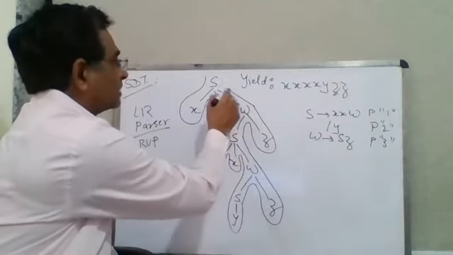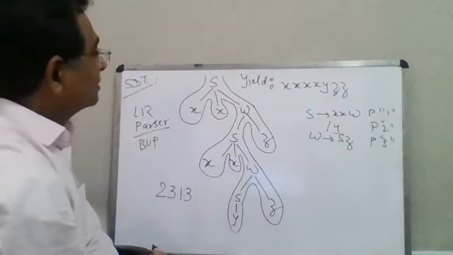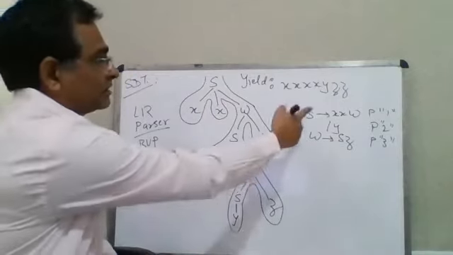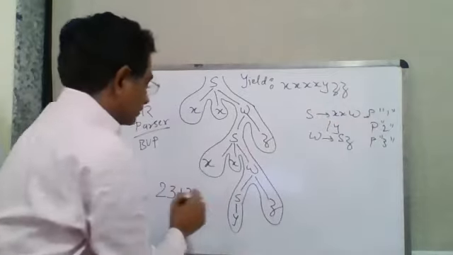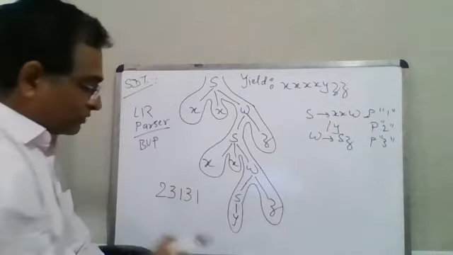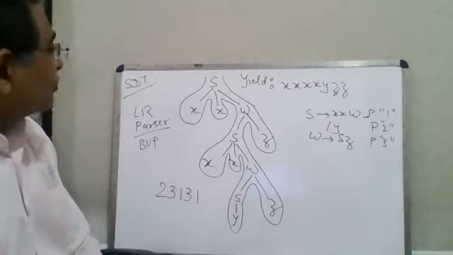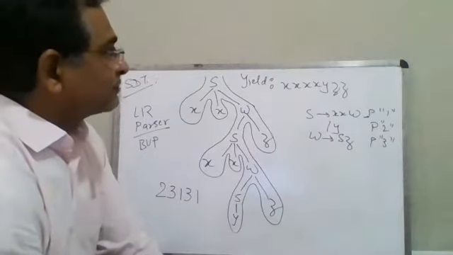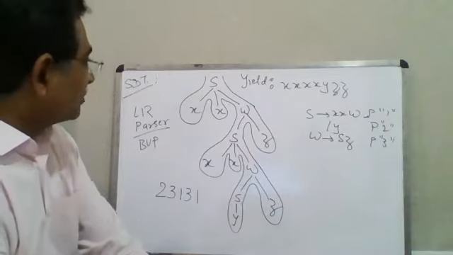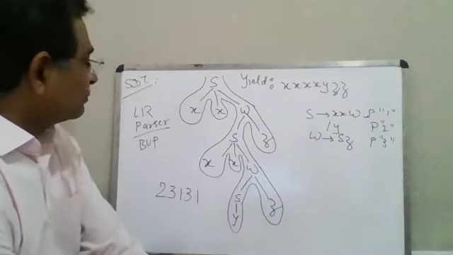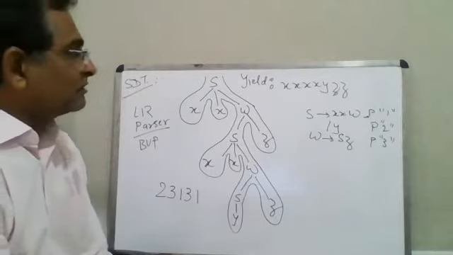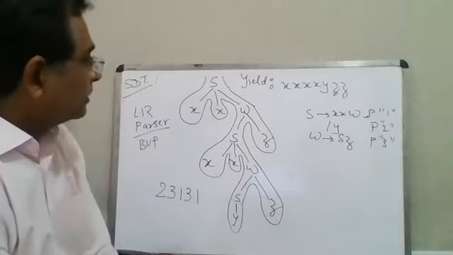And again, it will be reaching the start location. So S tends to XXW, which is saying that you have to print the value 1. So this is going to print the value 1. So what is the output? Output for the yield, which is XXXXYZZ. Output which will be printed on the screen is 23131. So in this way, the questions may come up in front of you in the GATE.